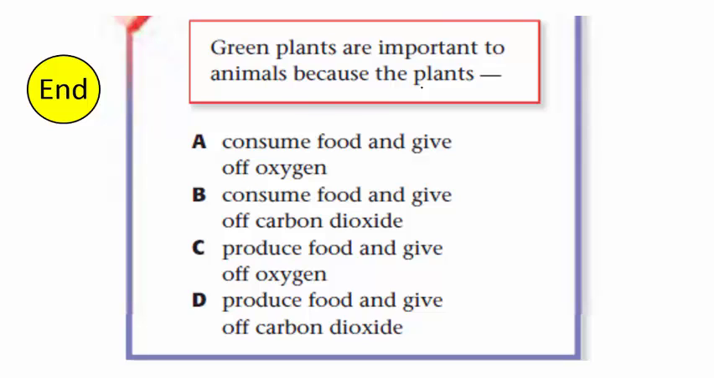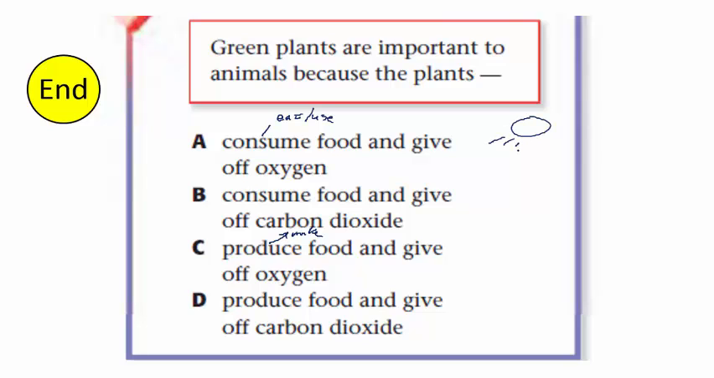All right, green plants are important to animals because the plants, and one of these statements must be true. Consume food and give off oxygen, consume food and give off carbon dioxide, produce food and give off oxygen, produce food and give off carbon dioxide. Well, we have to look at the meaning of these words. Consume means to eat or use. And produce means to make.